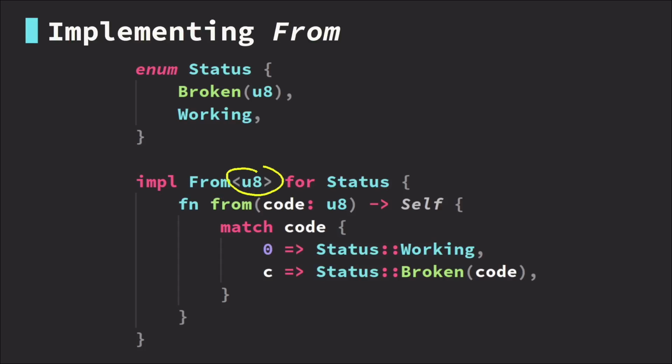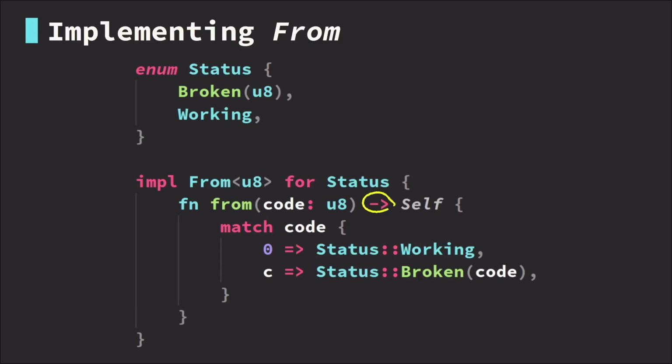You'll notice we have generics here, so we're going to implement From the type that we're converting from, and this will be the type that we're converting into. So you can just think of this as we're converting from a u8 into a Status. There's only one function we need to implement for the From trait, and that's the from function. The from will have a single function parameter, and it has to be the type that you specified here in the generics. So we have a code, which is a u8.